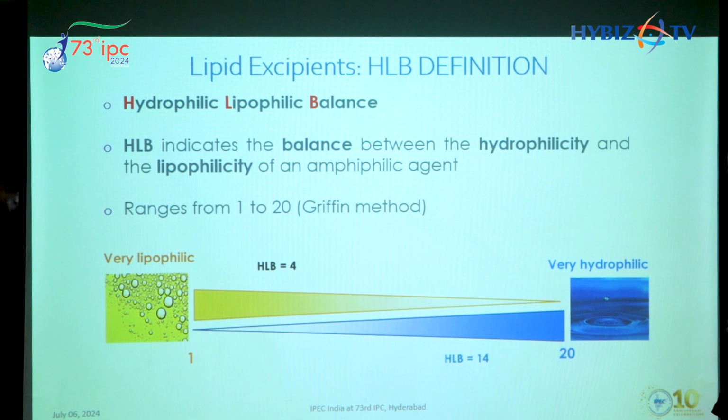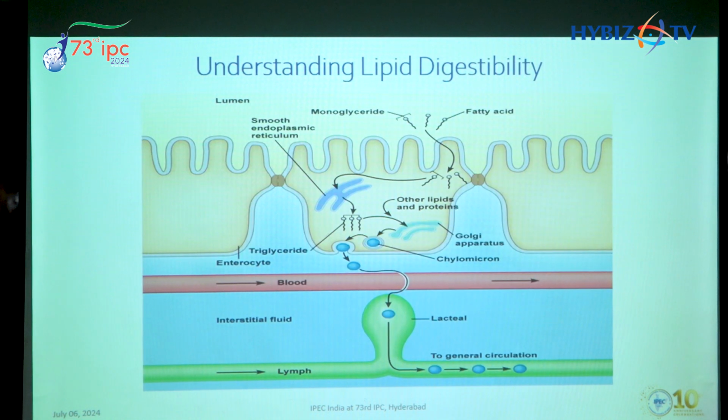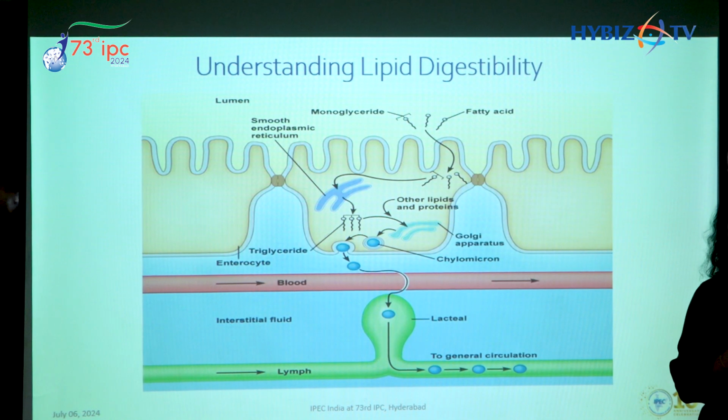Next slide please. So these lipid excipients are always graded on an HLB scale. HLB is the hydrophilic lipophilic balance, and when the lipid excipient has an HLB ranging between 1 to 10, it is lipophilic, and when it has an HLB ranging between 11 to 20, it is hydrophilic in nature. Next slide please.